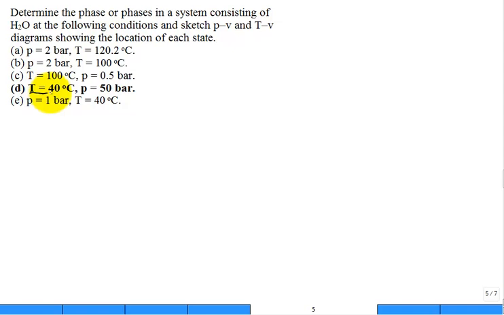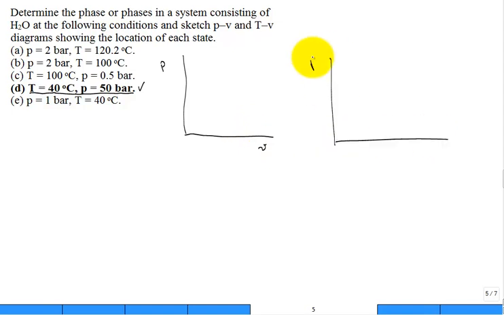So now we have 40 degrees C and 50 bar. Well, this is a huge pressure, isn't it? And so what we would do is we'd think about, okay, you have the pressure volume diagram, and you put on the pressure up here like this. And actually, I need to be more careful here.